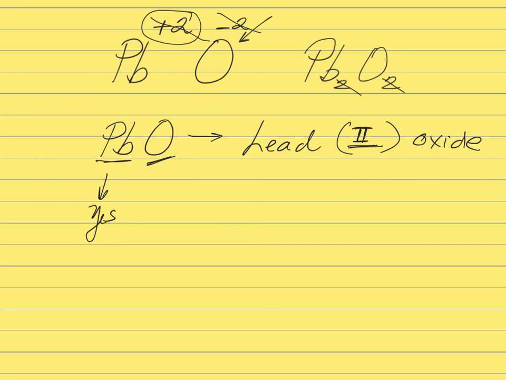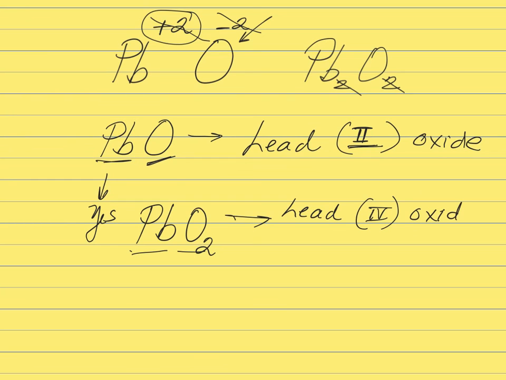Lead(II) oxide. Listen to me. There's another compound made by lead and oxygen. That's not lead(II) oxide. See, this one is not lead(II) oxide. It's a different compound. Okay, by the way, it is lead(IV) oxide. How do I know the 4?